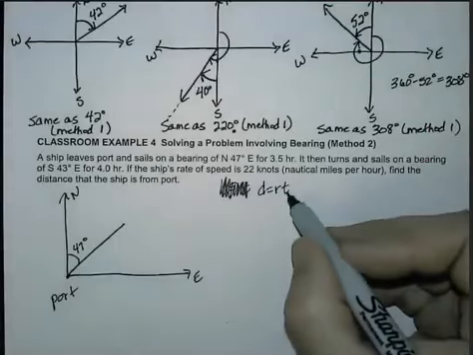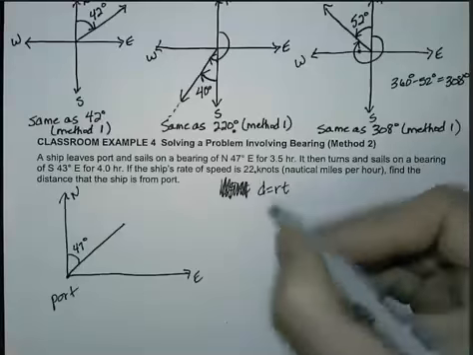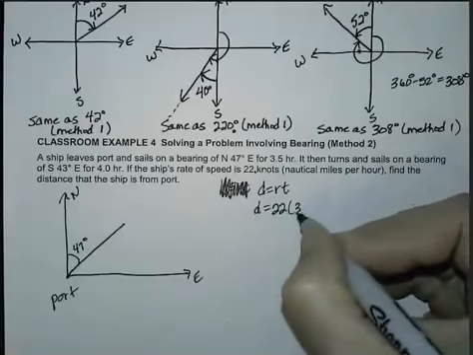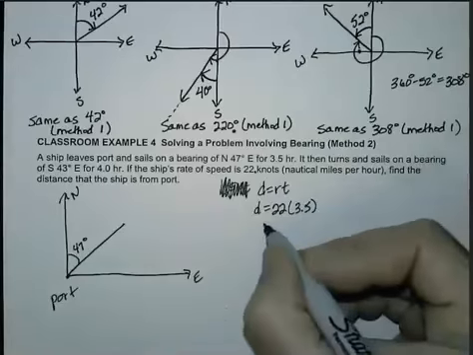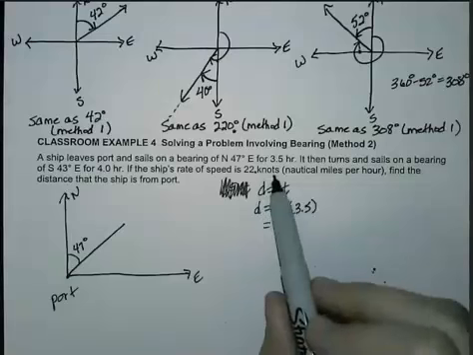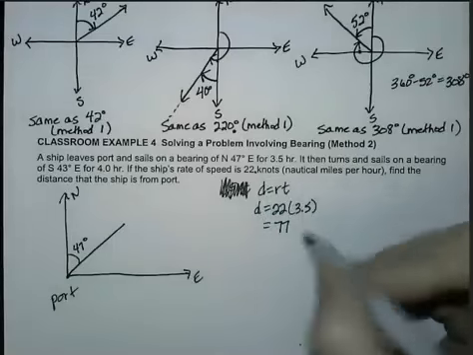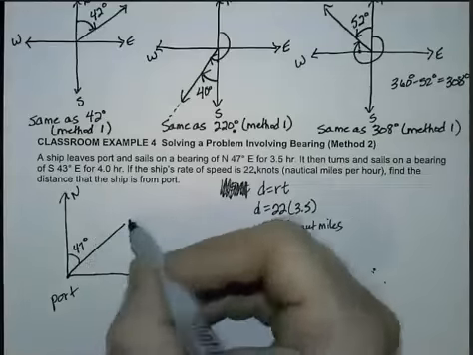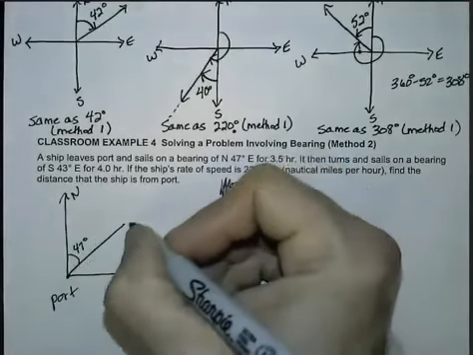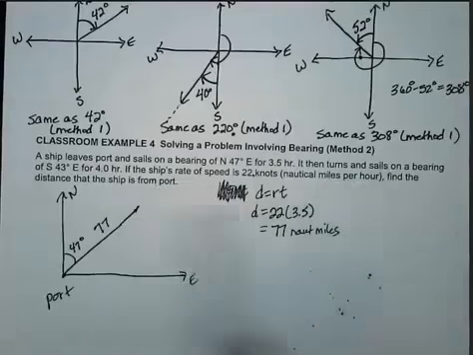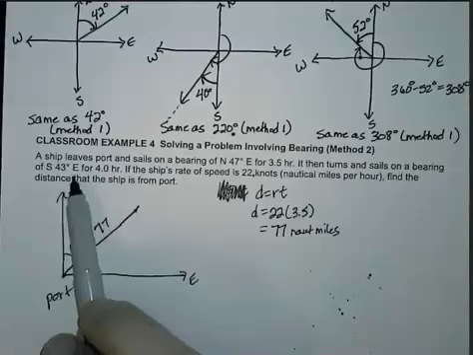That's distance equals rate times time. So I've got my rate is 22 knots, and my time is 3.5 hours, and that's going to give me 77. And since this was in knots, which is nautical miles per hour, technically this is going to be nautical miles. So now we know the distance that we want to make this line segment. Then at that point, the ship turned and sailed on a bearing of south 43 degrees east.